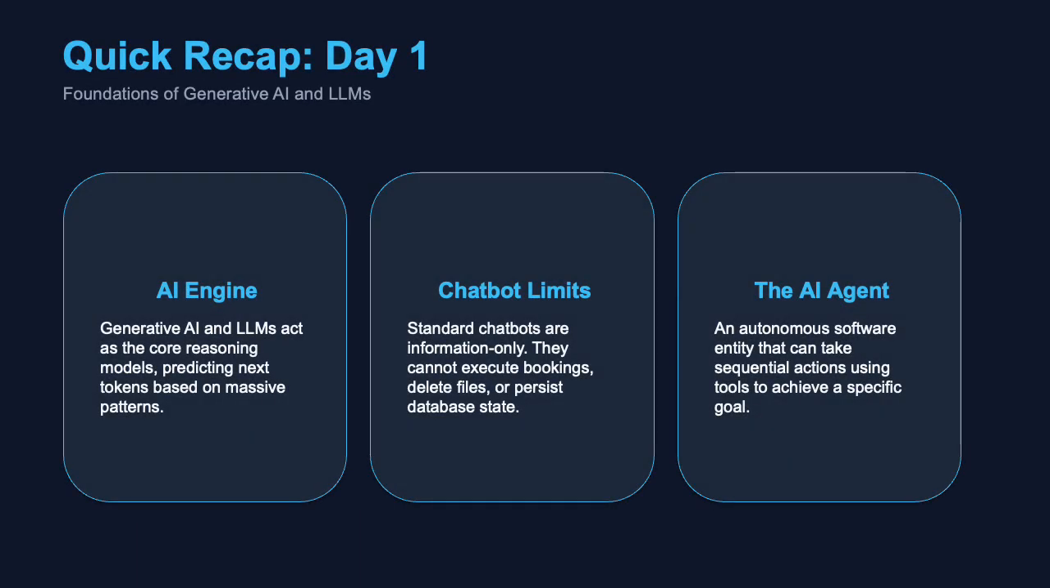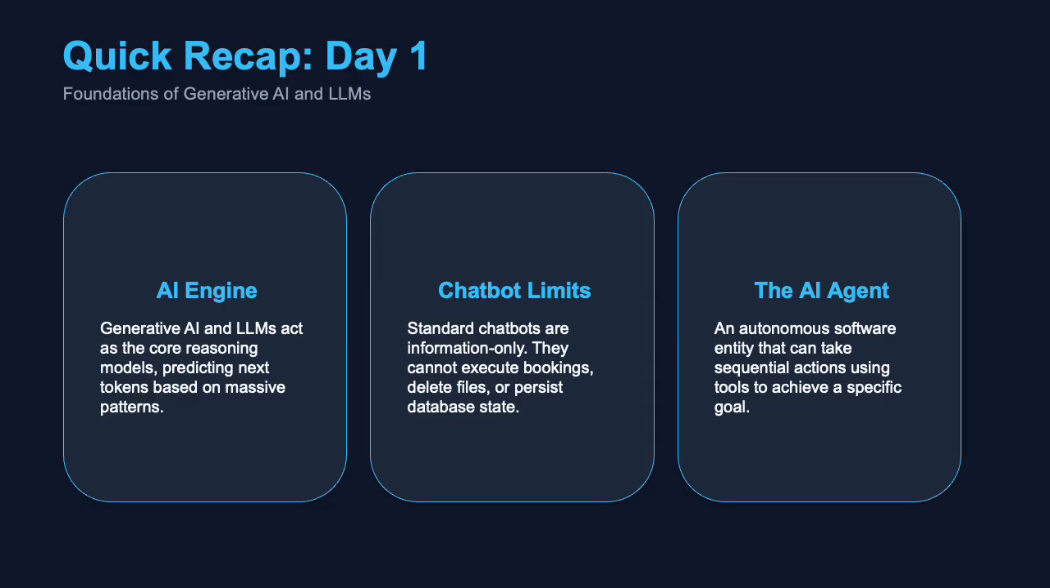Before we go forward, let's do a quick recap of day one so the basics are very clear. Yesterday we learned that large language models are just like prediction machines. They are really good at writing text, translating code, and answering questions by using patterns they learn from a lot of training data. Now let's look at the limits of a normal chatbot with a real-time example.